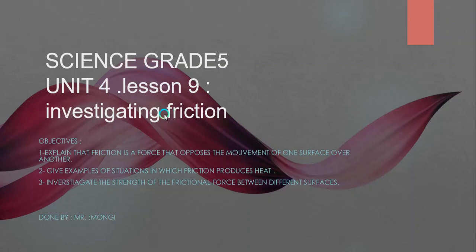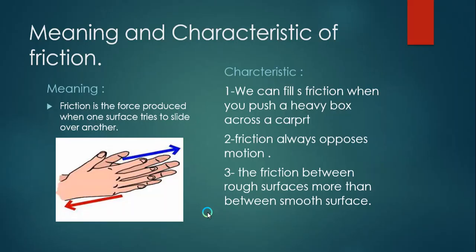So let's start first with our objectives. Number 1, explain that friction is a force that opposes the movement of one surface over another. Number 2, give examples of situations in which friction produces heat. Number 3, investigate the strength of the frictional force between different surfaces. After that, we'll go directly to define the meaning of friction first.